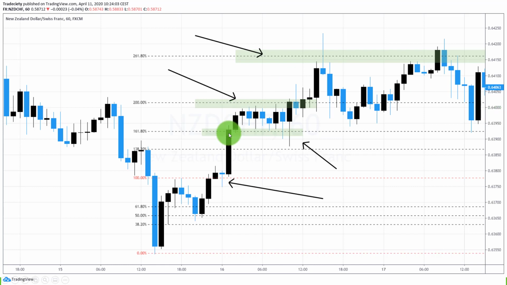And you can see this is really, really powerful. 161, 138, 200 and 261 are great levels. They are often used among the big money, among the big players. So really, I encourage you to start looking at those. It's going to be a really interesting journey once you realize how powerful those Fibonacci levels are.